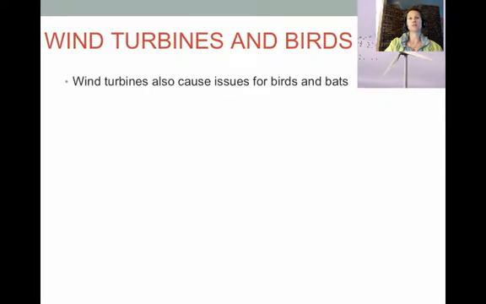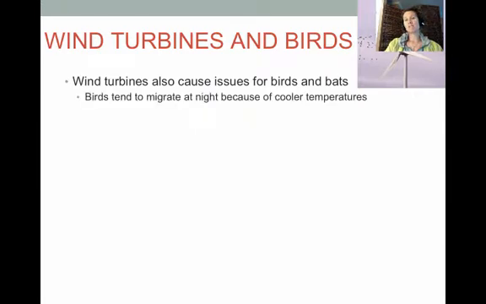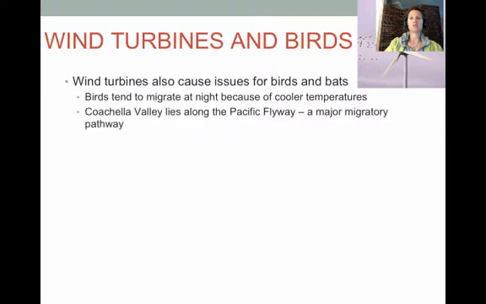Another drawback with wind turbines are birds and bats. They definitely cause issues for both. Birds like to migrate at night because the temperatures are much cooler. And by migrating at night, they can't see those blades spinning around, so they'll often get taken out by them. Remember that our valley lies within a major migratory pathway, which is the Pacific Flyway, so we get a lot of birds and a lot of bats migrating through our area.